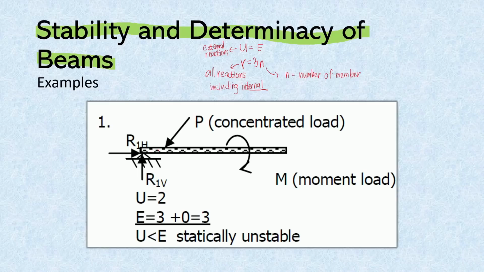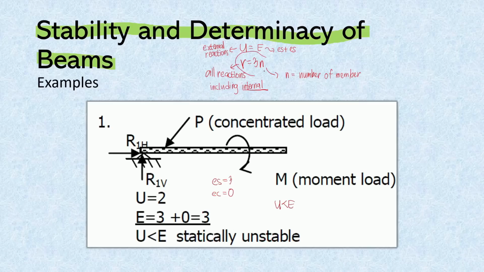So, for this example, we have a hinge and a member wherein our external reactions are 2, and then our number of equations will be ES plus EC. Again, this is ES plus EC. ES is equal to 3 and then EC will be equal to 0 because we have no internal supports. And so since U is lesser than E, the beam is statically unstable.